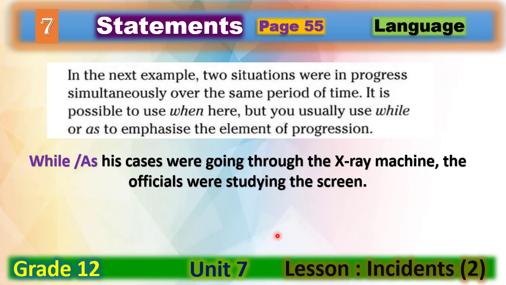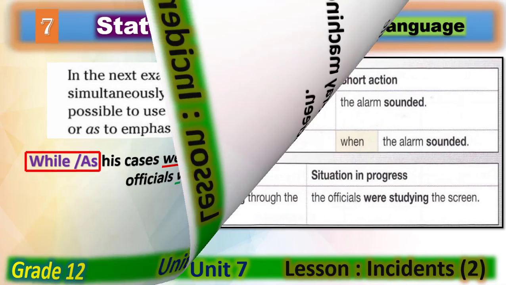Let's study this rule. In the next example, two situations were in progress, so in the same period of time. It's possible to use when here, but you usually use while or as to emphasize the element of progression. Let's have a look at this example. While or as his cases were going through the X-ray machine, the officials were studying the screen. Here we have two situations or two actions happening at the same time. So here we use past progressive, as you can see, and the second tense will be past progressive or past continuous.